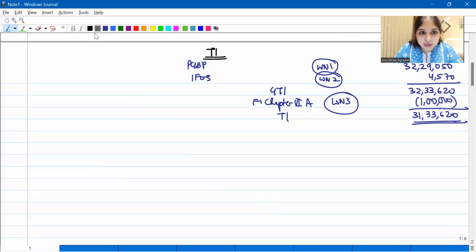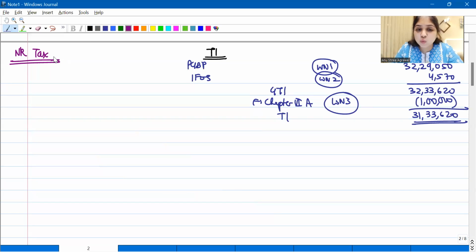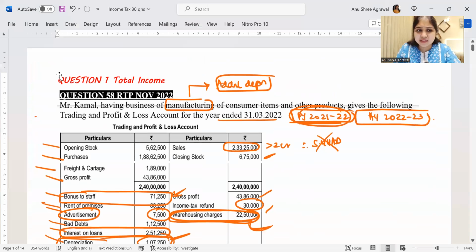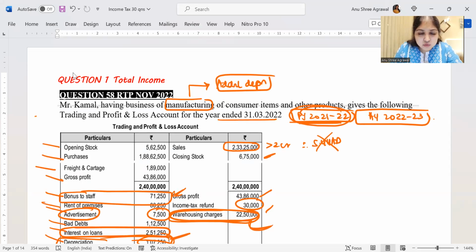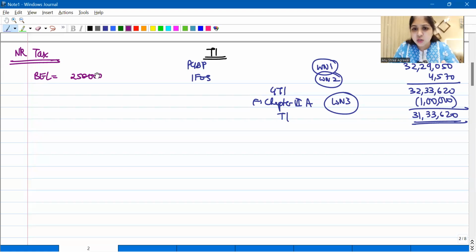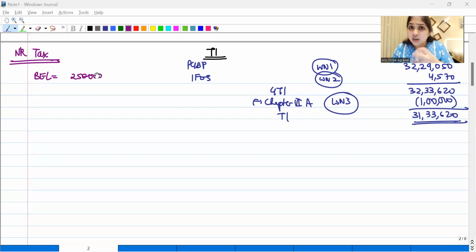First of all, we have to calculate the normal rate tax. How do we calculate it? We always start by thinking what is the basic exemption limit applicable. Does the question make you think that my assessee is a senior citizen? No, he is not a senior citizen, guys. So the basic exemption limit is going to be 2,50,000. Do I have any special rate income? Nothing. So straight away, normal tax I can calculate. It's going to be very, very simple.